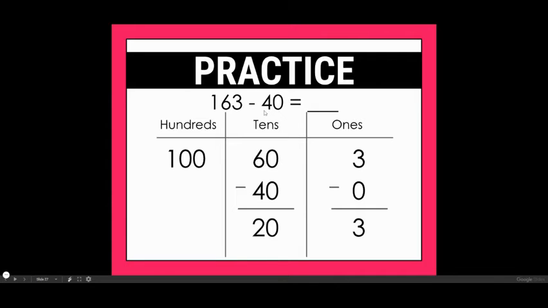All right, looking back up at my minuend, do I have any hundreds to take away? I don't. So again, it's going to be minus 0. 100 minus 0 equals 100. So here's my answer in expanded form. So what would this be in standard form? 123.